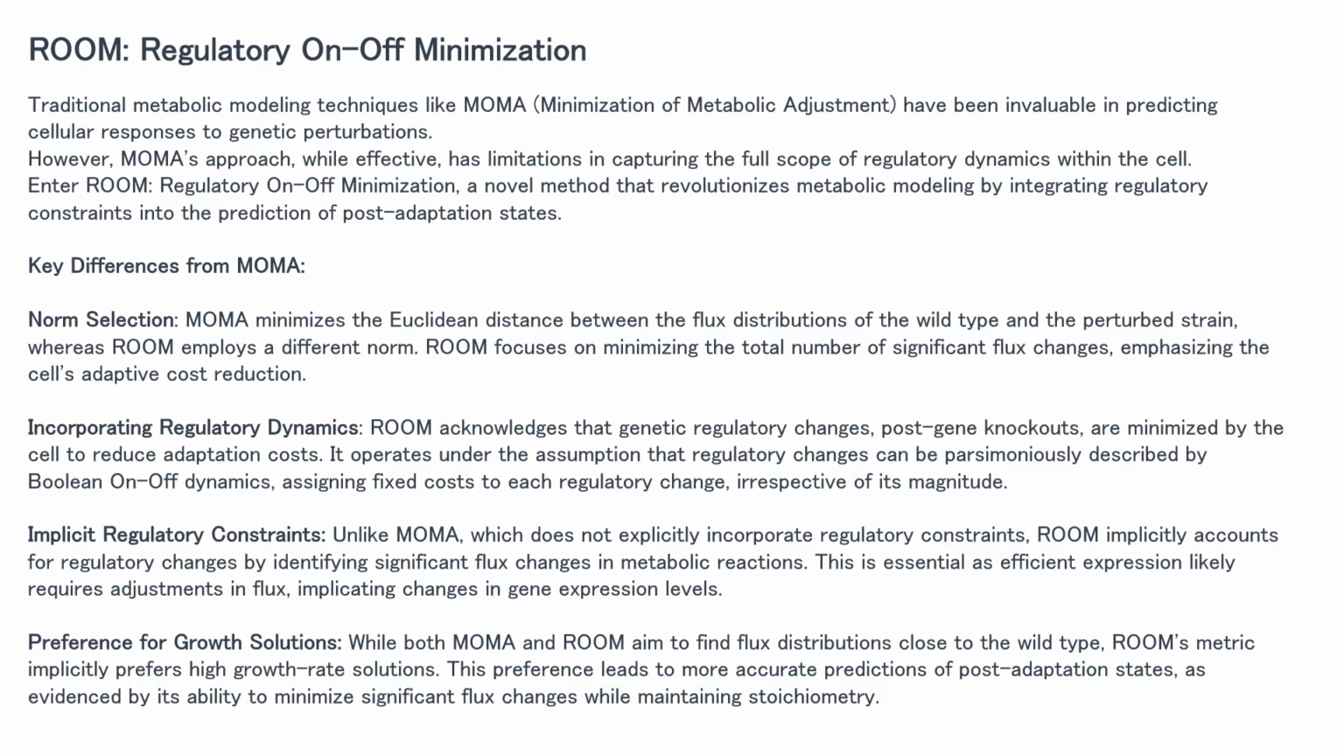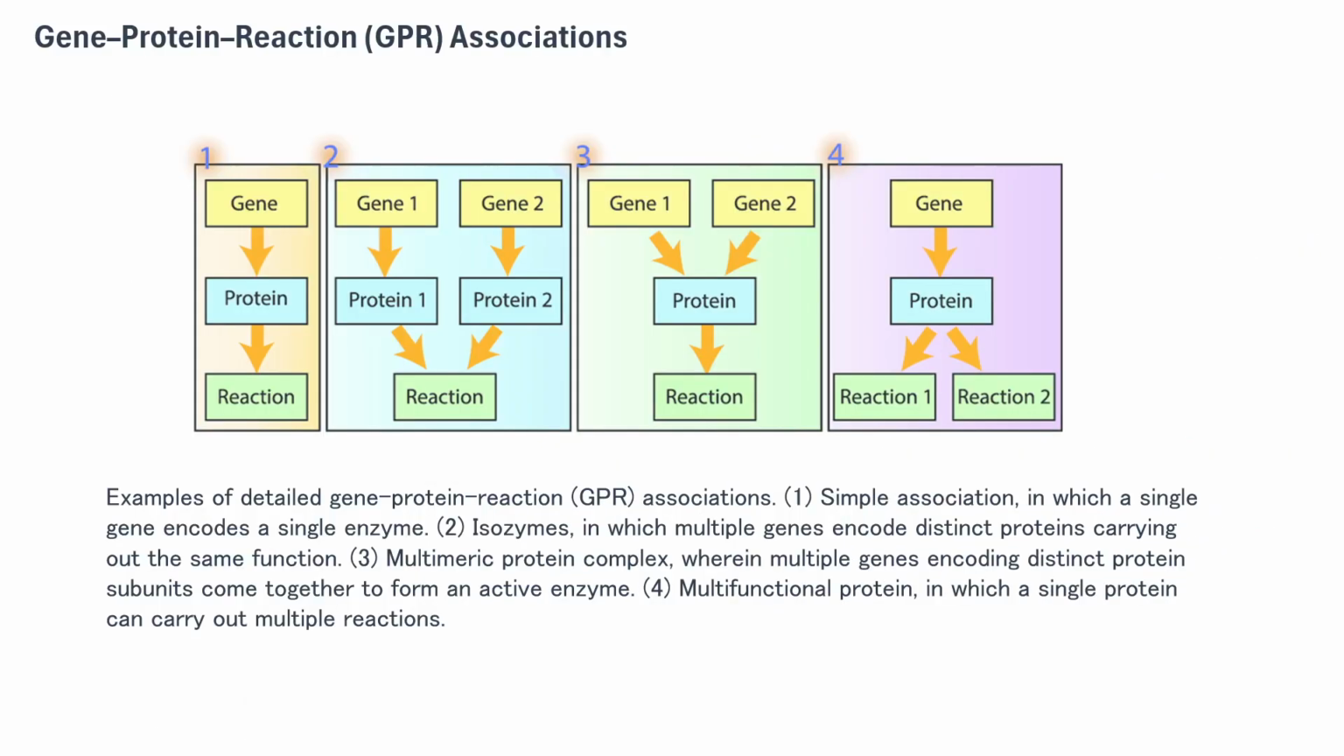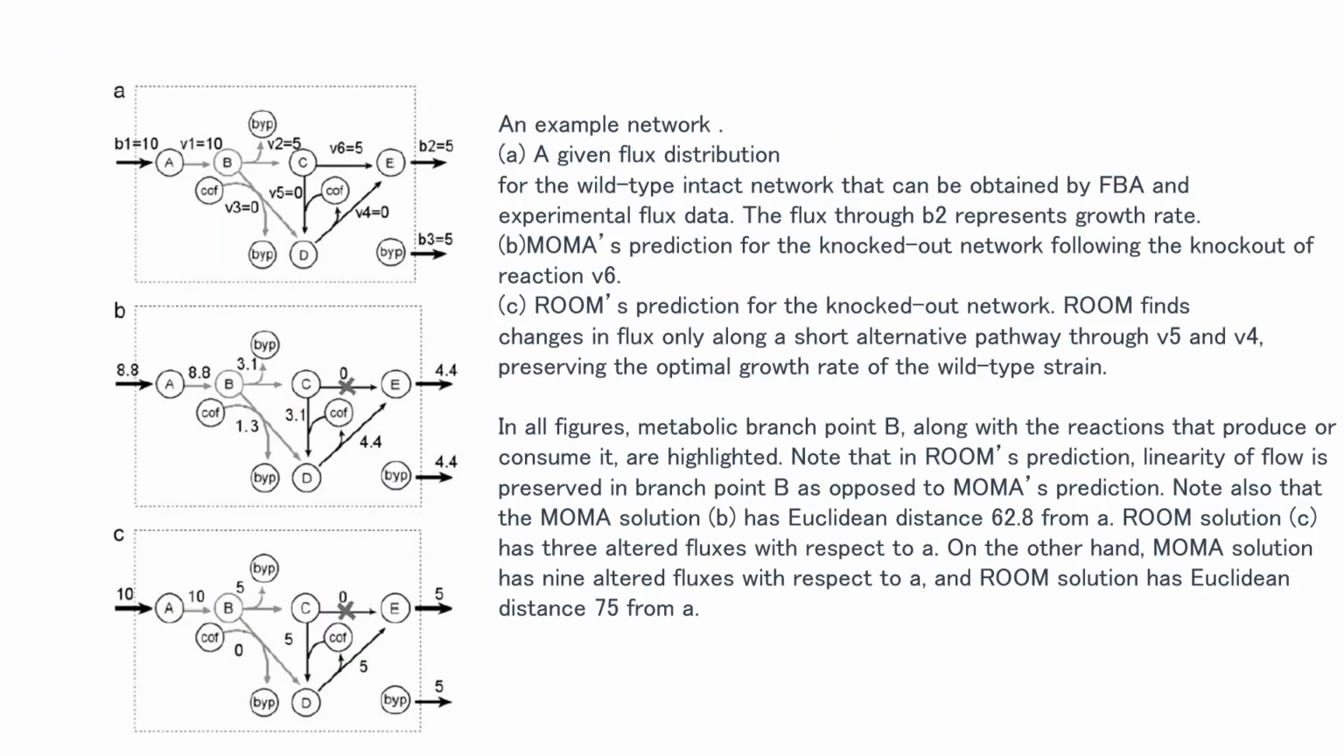So the whole idea is it will prefer high growth states and prioritize them over everything else. If that happens, it is more likely to give a more accurate prediction of the post-adaptation states. Okay, so this is an example of ROOM. This is the same example that we saw last time.